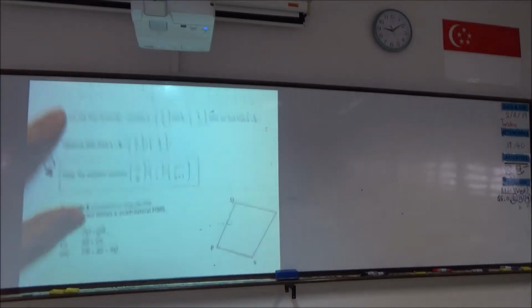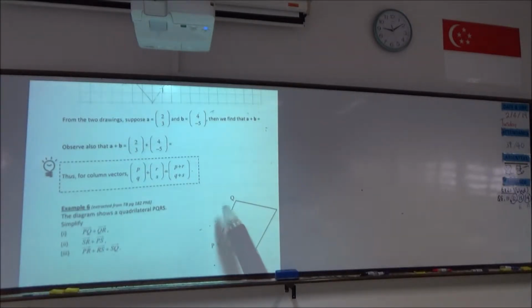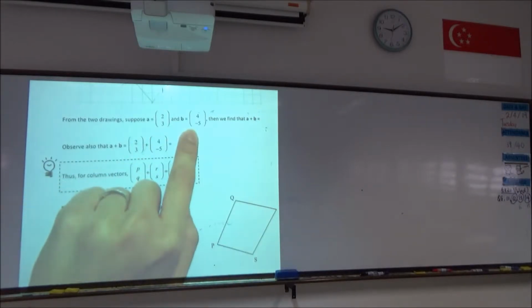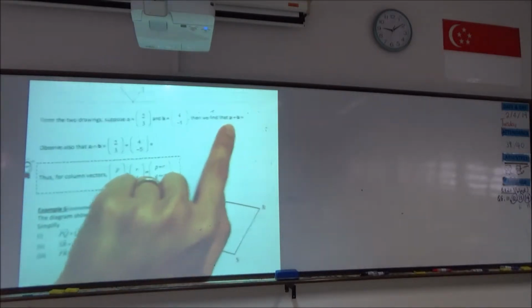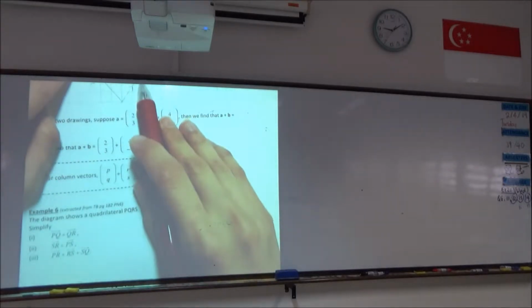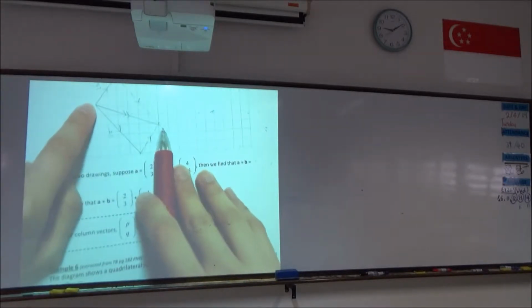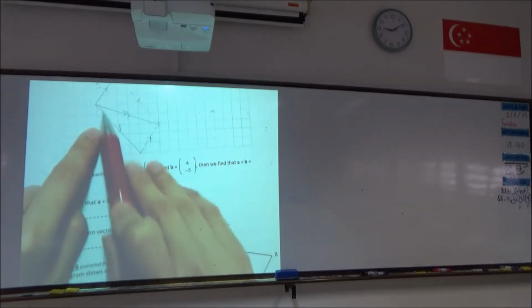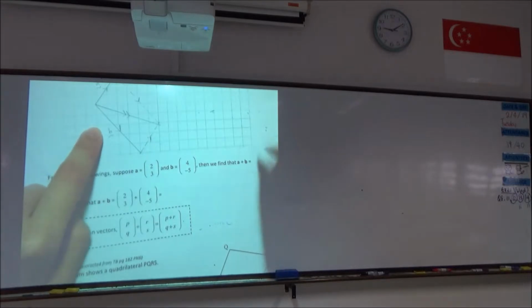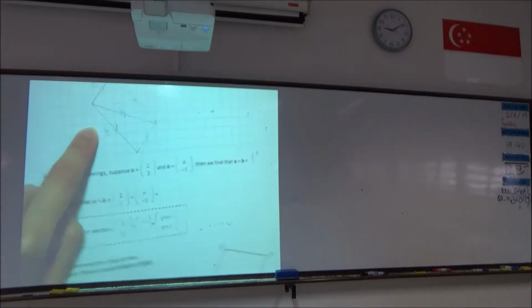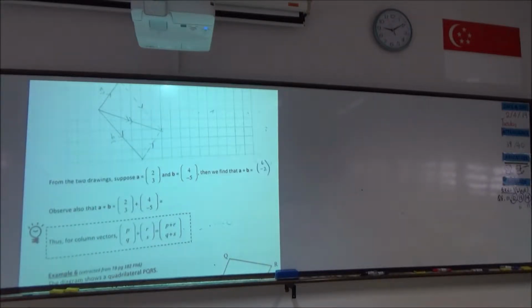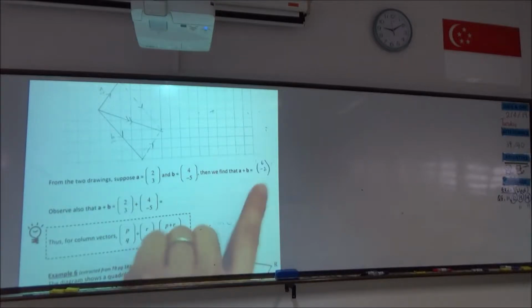So, let's get example 6. Sorry, let's do this. For the two drawings, if we take that A has the vector (2, 3) and B has this vector, if we add these two vectors up, we see that the resultant vector has a column vector of 6 by 2. So it is 6 to the right, positive 6, and then 2 downwards, therefore negative 2. That is what we can observe from the resultant vector itself.